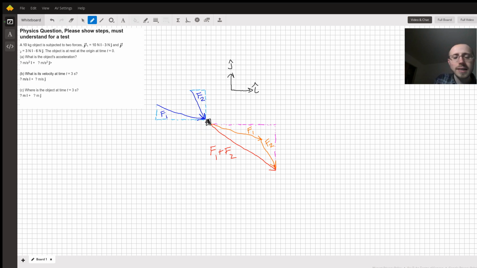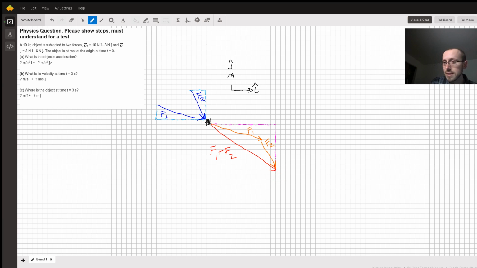And similarly, F2 is 3 newtons to the right and 6 newtons down. And all you do, if you want to know the total force acting on the object, is just add the components of each of these forces together. So add up the i components with each other and add up the j components with each other. And that is your final result. So the total force is just 13 newtons to the right and 9 newtons down.